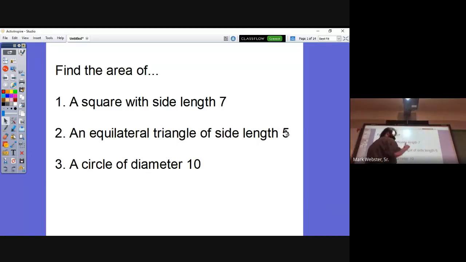The squares, all the sides are of the same length. All of them are 7, so side times side. You know, the area for number 1 here is going to be 49 units squared.